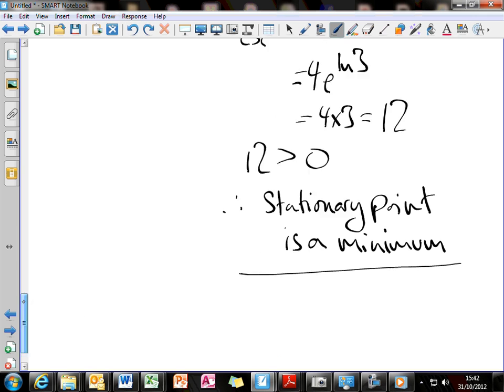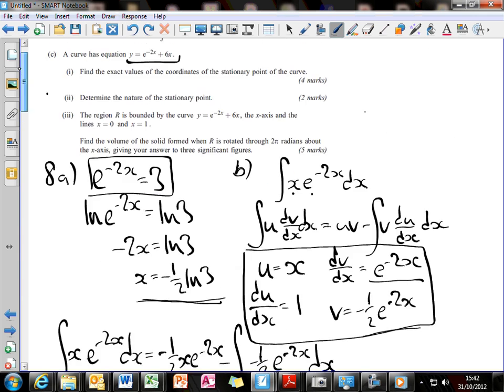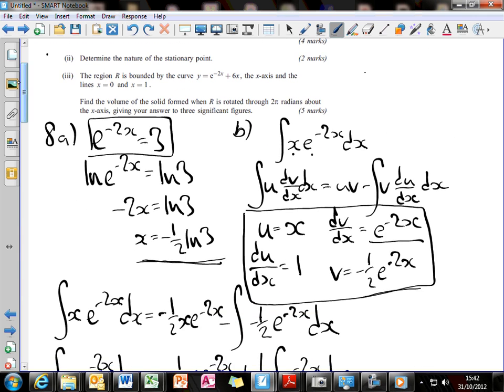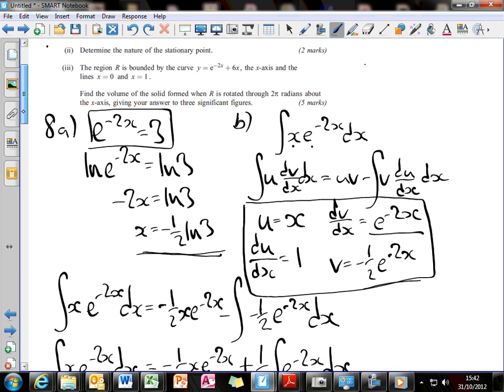And then we come to the very, very final part of the paper. The region R is bounded by the curve e^(-2x) + 6x, the x-axis, and the lines x = 0 and x = 1. Find the volume of the solid formed when R is rotated through 2π radians about the x-axis. So this is a volume of revolution.